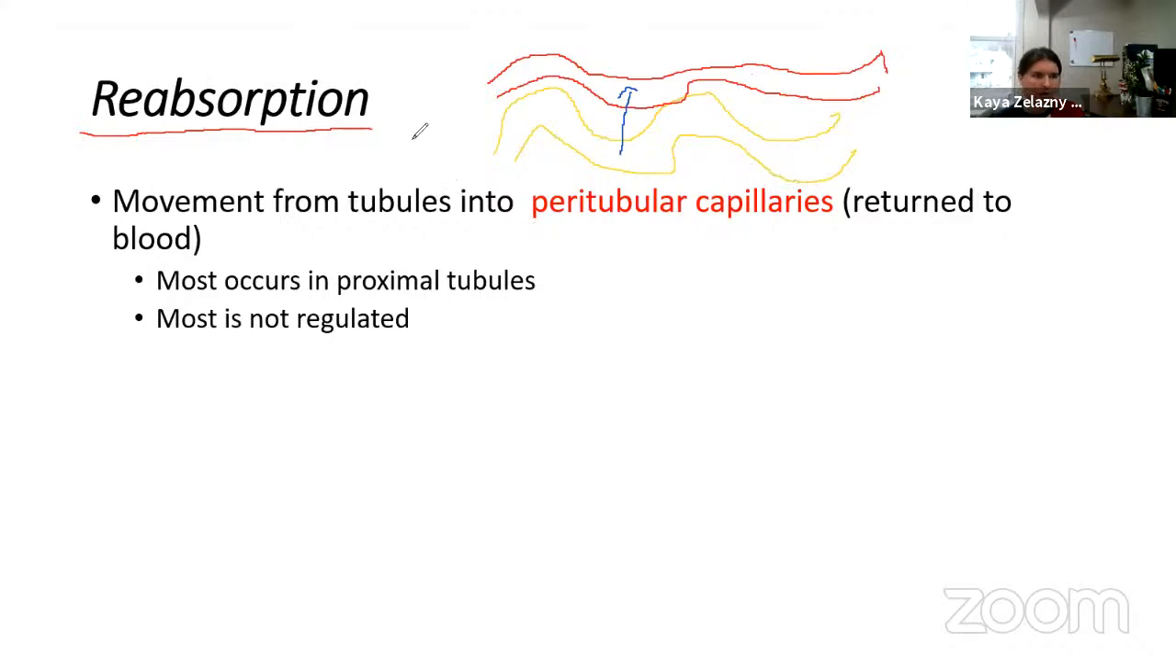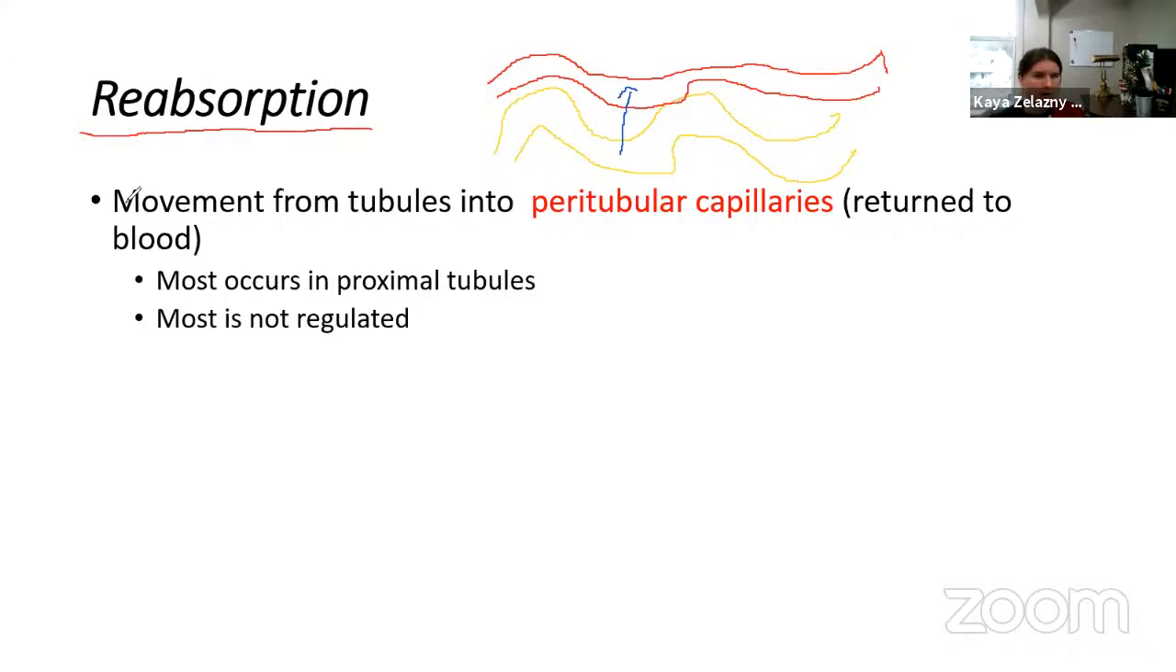So super important. We're going to see a lot of reabsorption of water. We don't want to lose too much water. We don't want to excrete all that much water in our urine. There's a certain amount we need to excrete, but most of that we want to keep in our blood in order to maintain blood volume.